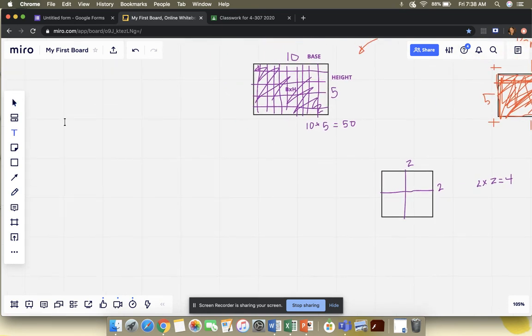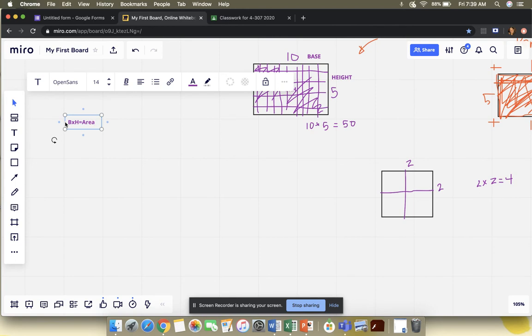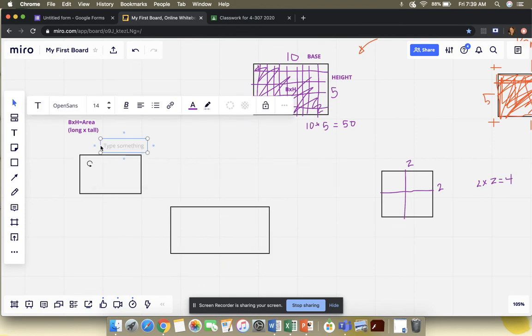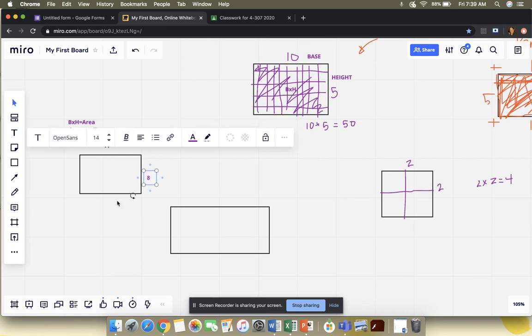So remember, all you have to know is base times height equals area. That is the long times the tall. Long times the tall to get area. All right. So if I have, here's one, and let's do two more. Let's do this one is 11, and this one is 8. So we have 11 and 8.